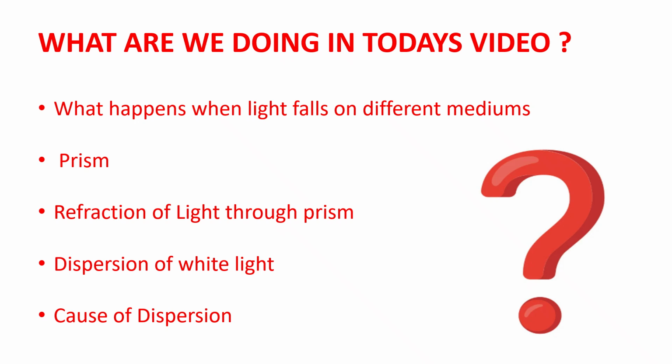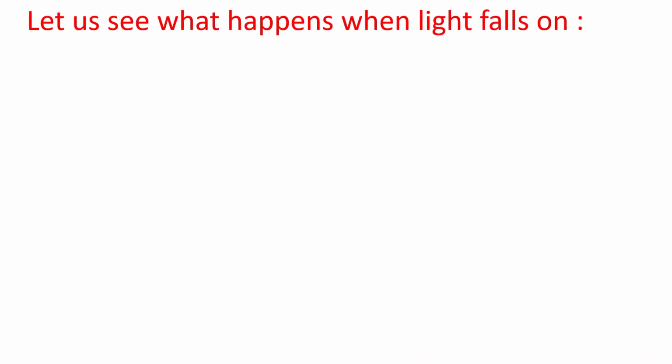We'll be learning about what happens when light falls on different mediums. We'll be learning about a prism and the refraction of light through a prism. We'll be learning about the dispersion of light, and the cause of dispersion. So first, let us see what happens when light falls on three mediums.